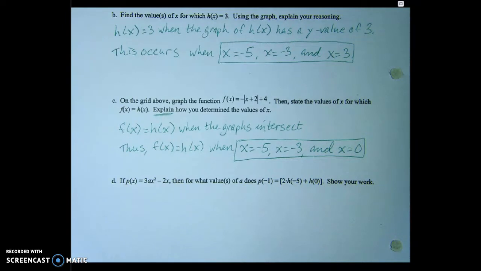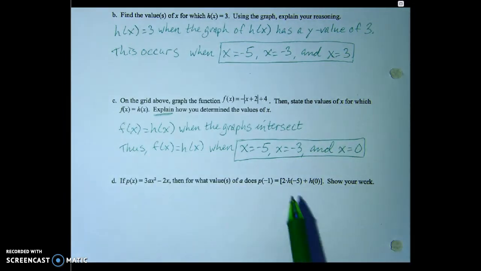All right, so if p of x is equal to 3 times ax squared minus 2x, then for what value or values of a does p of -1 equal the quantity 2 times h of -5 plus h of 0? So we've got to show our work.